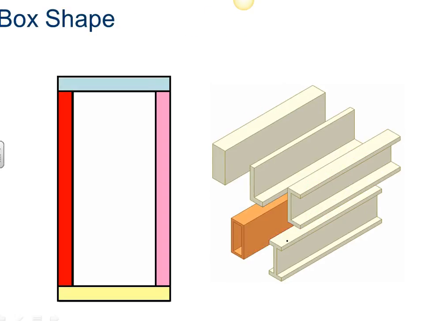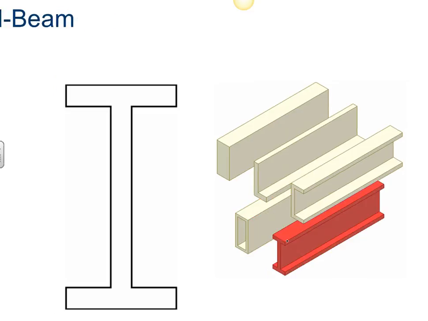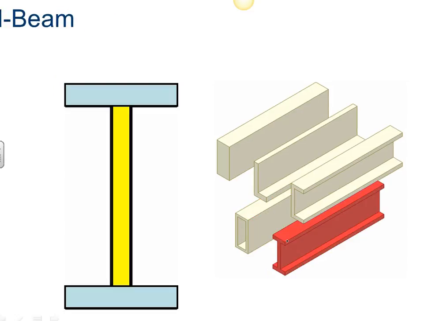For a box shape, we have, again, multiple ways they could be divided. Notice the difference between these and this one. I-beams, so also more than one way really to divide that up. This is probably the simplest way.